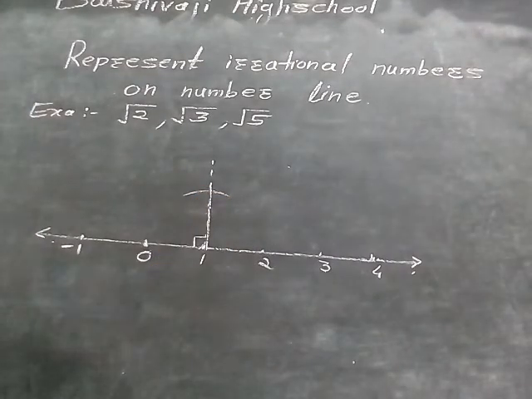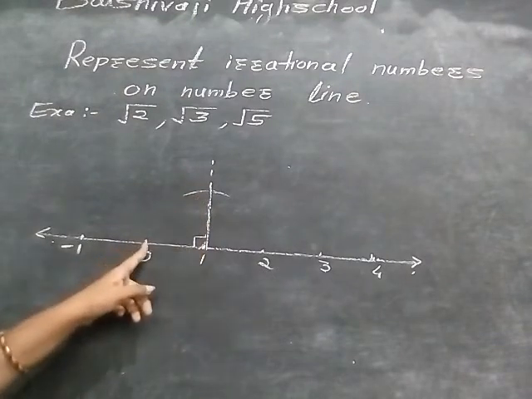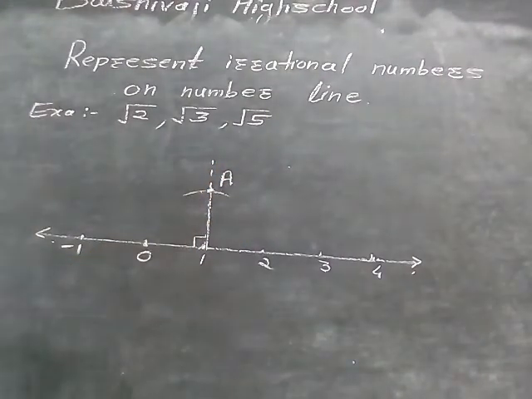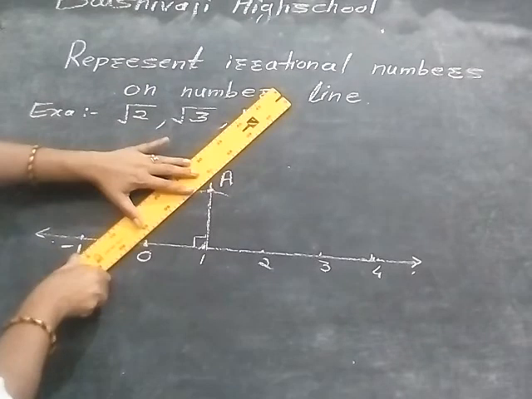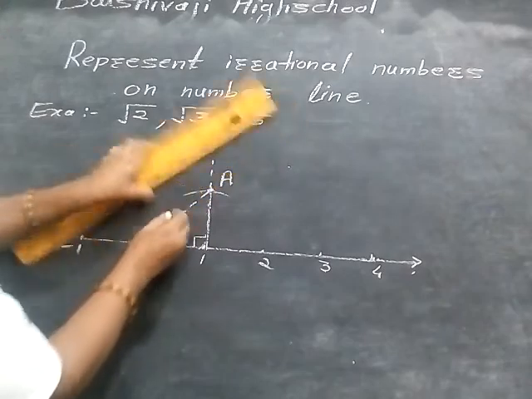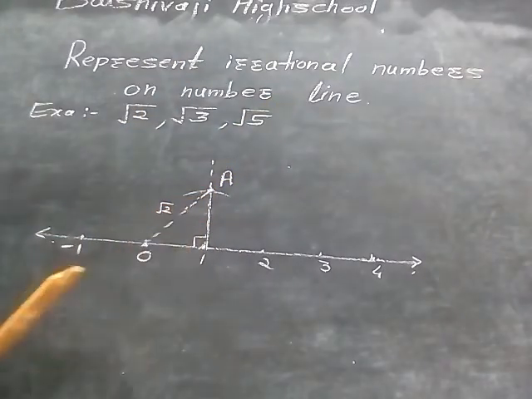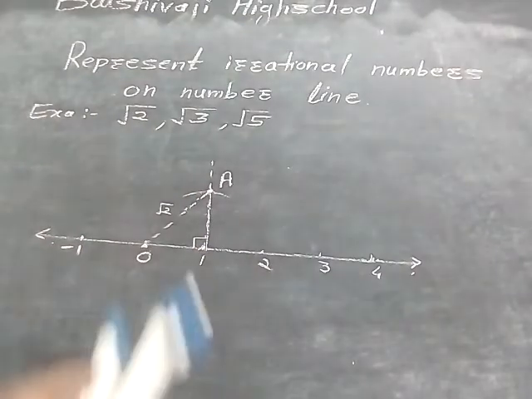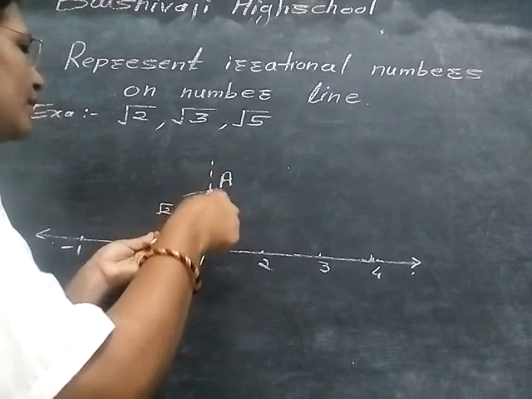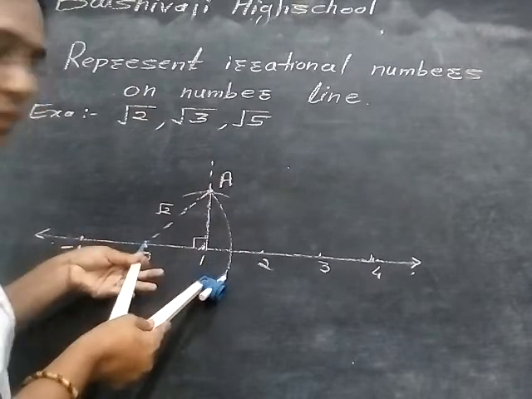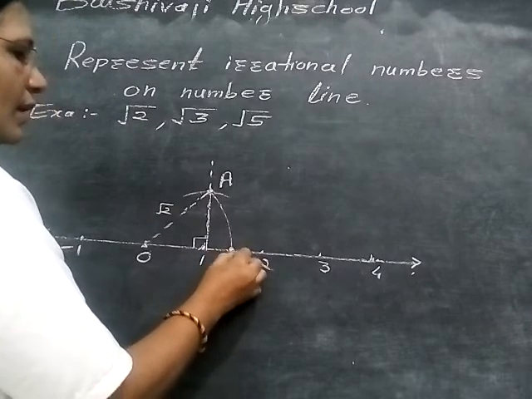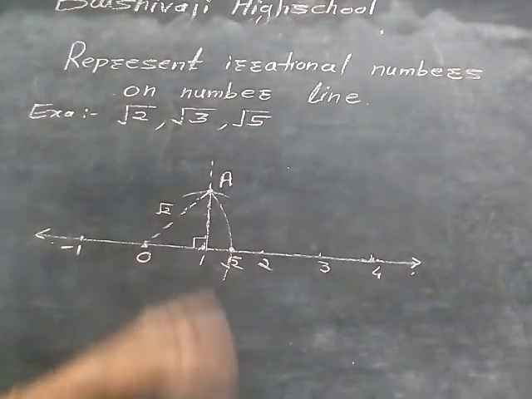Now the total distance from O to A. Suppose this is point A, and if we draw the line segment OA, the length of this OA is nothing but root 2. The length of this line is root 2. If we put this distance in our compass and draw an arc, this length is root 2. We can represent root 2 at this point. In this manner we can represent root 2 on a number line.